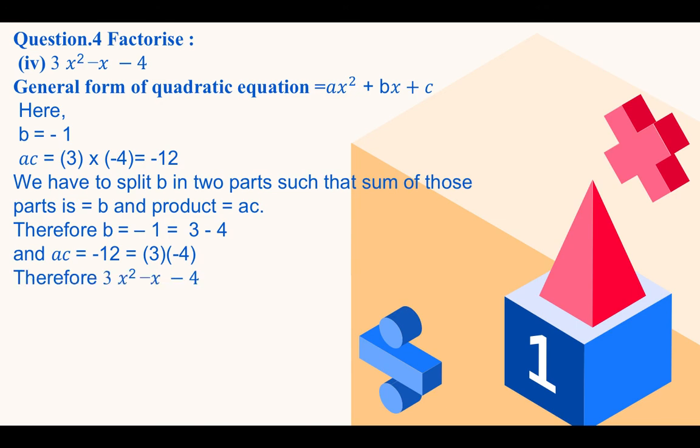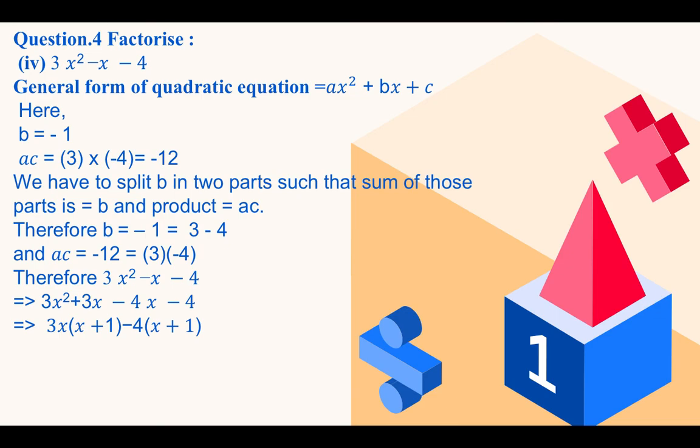Therefore 3x square minus x minus 4. I will split the middle term and write it as 3x square plus 3x minus 4x minus 4. Again I will do the grouping. In the first two terms I can see 3x is common. So I am left with x plus 1. In the last two terms minus 4 is common. And I am left with the term x plus 1 in the bracket.